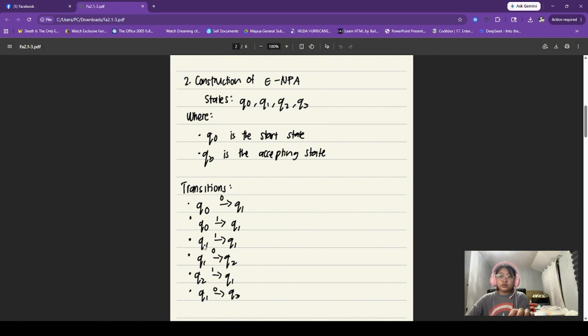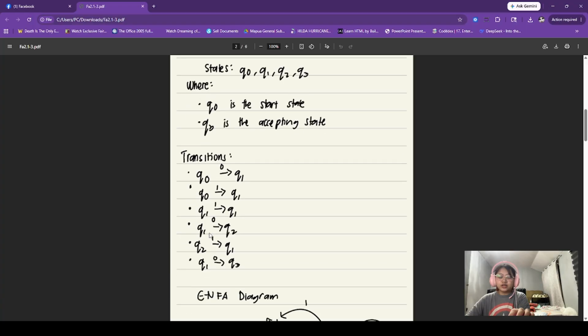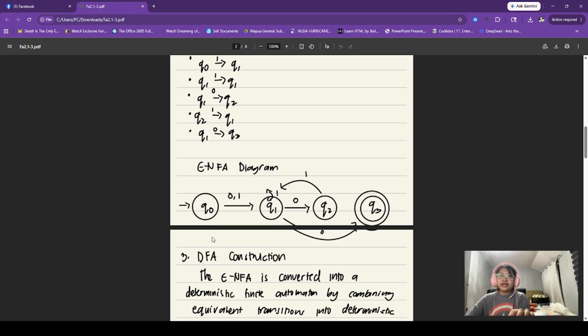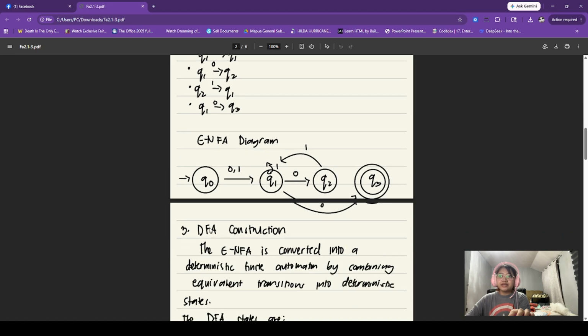At Q1, there is a loop labeled 1 because the expression allows repeated ones. And there's also a transition from Q1 to Q2 labeled 0 and Q2 back to Q1 labeled 1. This represents the pattern 0, 1. And then finally, there is a transition from Q1 to Q3 labeled 0, which represents the ending 0 of the regular expression. So this is the epsilon NFA diagram that I created.